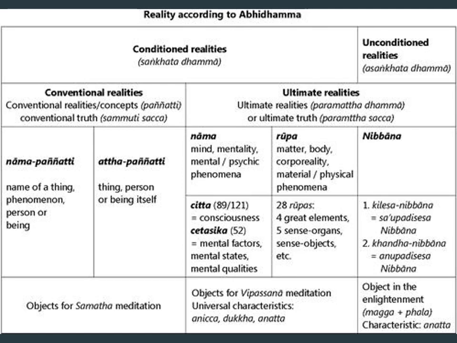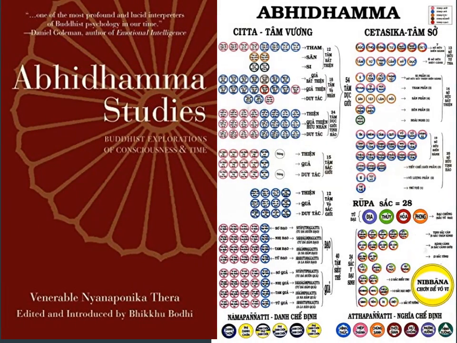Okay, so let us have a quick summary. This is a book on Abhidhamma studies, one of the most profound and lucid interpretations of Buddhist psychology in our time, edited and introduced by Bhikkhu Bodhi, written by Venerable Nyanaponika Thera. You see a chart of Abhidhamma here, written in Vietnamese, but not to worry, we just look at the numbers and we will understand.